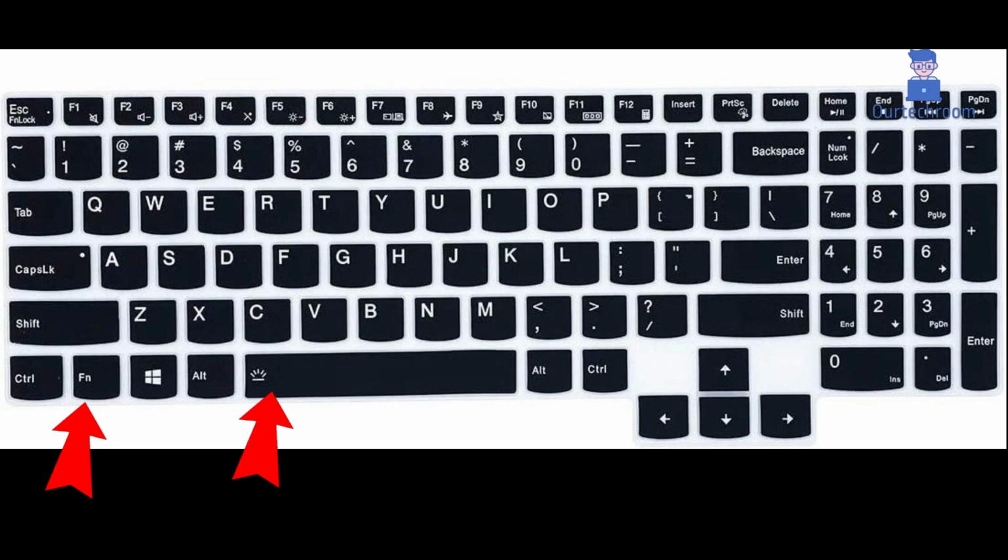To adjust the brightness of the keyboard backlight, press the FN key and spacebar again. Each time you press these keys, the brightness will either increase or decrease. To turn off the keyboard backlight, press the FN key and spacebar once more.